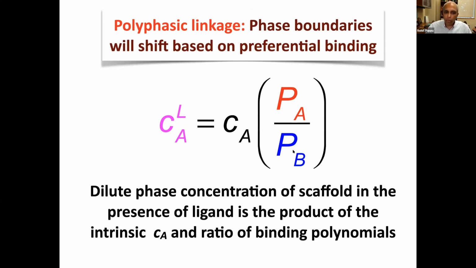So what this says to us is that in the presence of a ligand, our driving force for phase separation of the scaffold is actually going to change, right? It can only be the same if the ratio of the binding polynomials is 1. Otherwise, there is going to be a change, which is great.